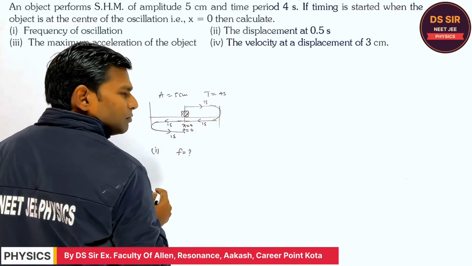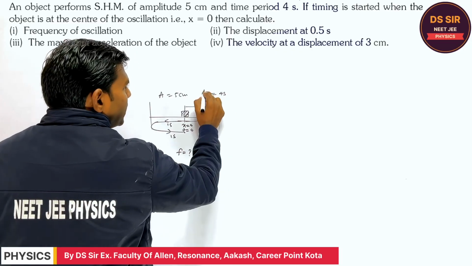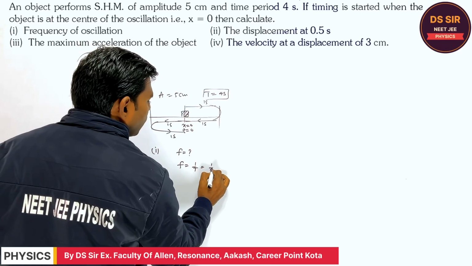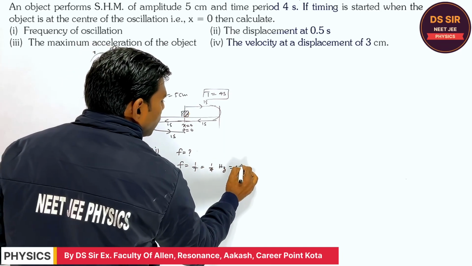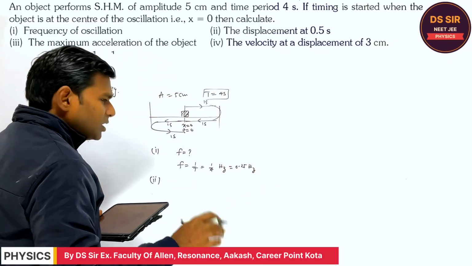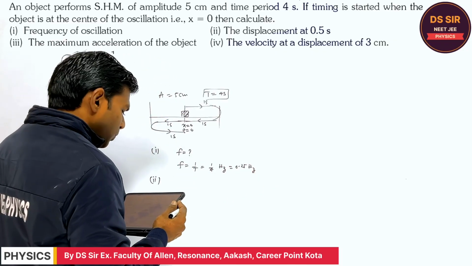You tell. If the time period is 4 seconds, what is the frequency? 1 upon time period, 1 upon 4 hertz. That is, it is 0.25 hertz. This is the first option. The second option: the displacement at time t equal to 0.5 second.